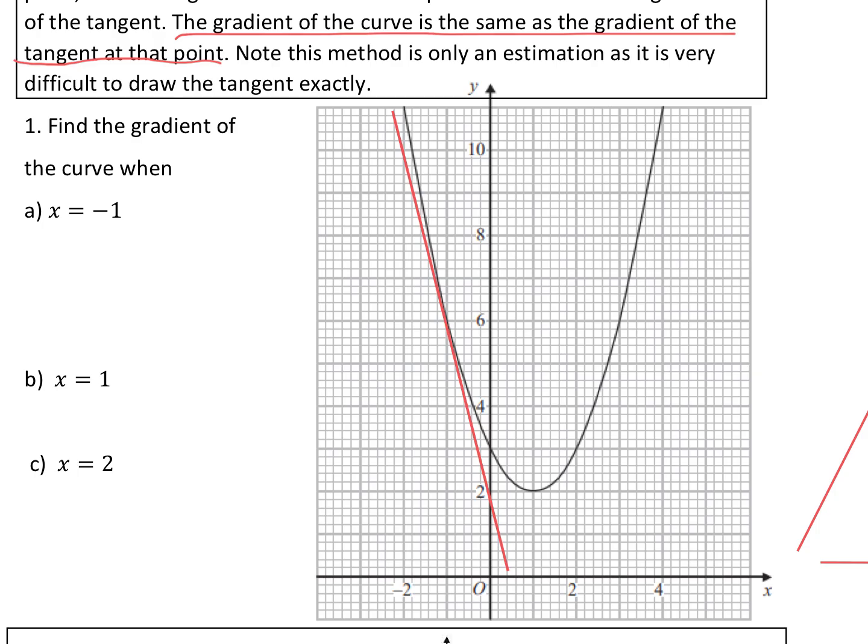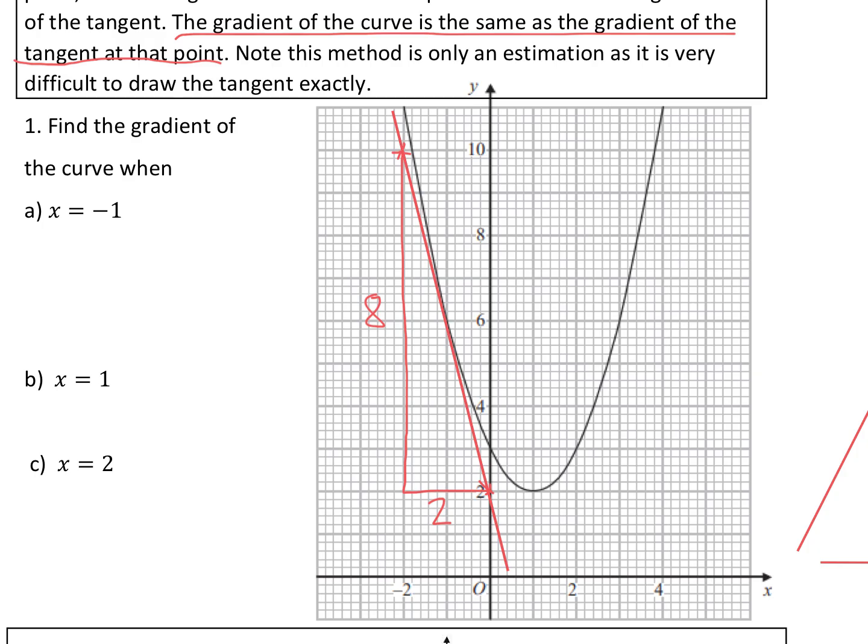How do we find the gradient of that? Well, we take 2 points. So that point there is -2, 10. We draw a triangle, and I've chosen that other point to be 0, 2. And we can see that the rise of that, or the change in y, is from 2 to 10, which is 8. And the change in x is from -2 to 0, so that's a distance of 2.